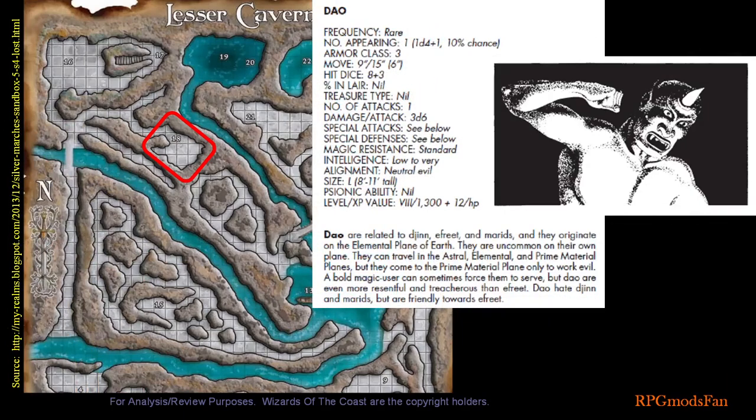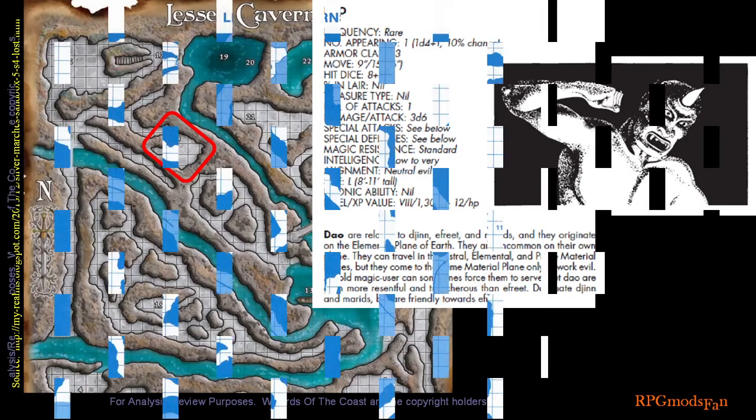These four creatures are actually Dao. They are the genies from the Earth Elemental Plane, and make their debut to D&D here in this module.